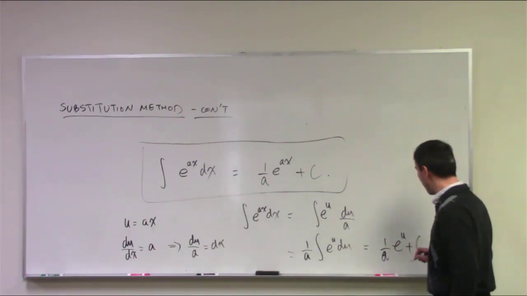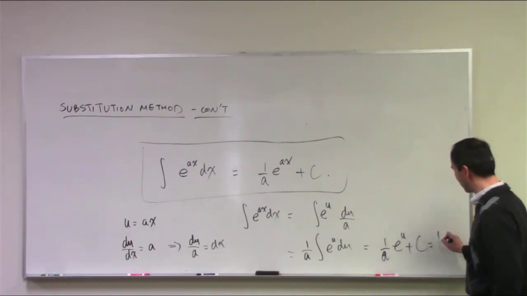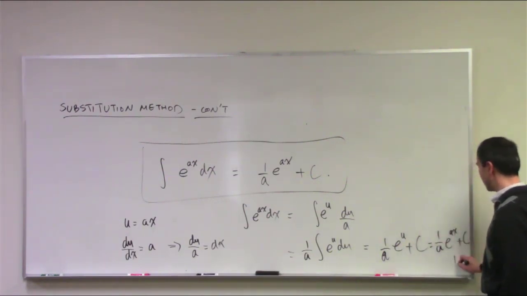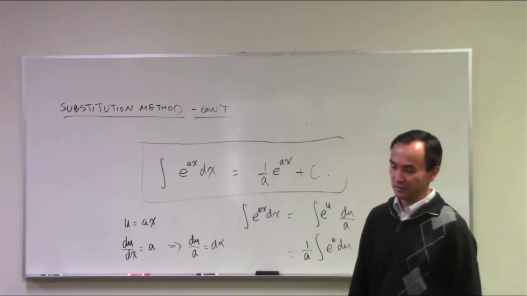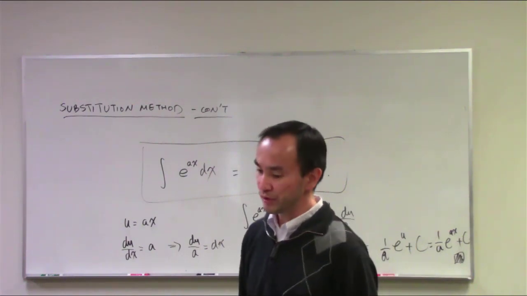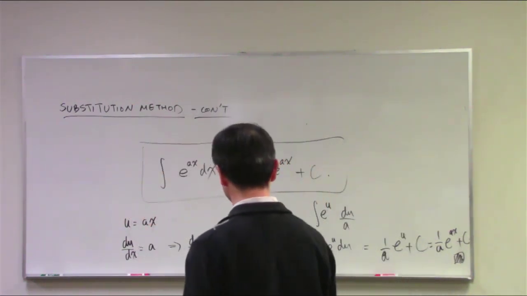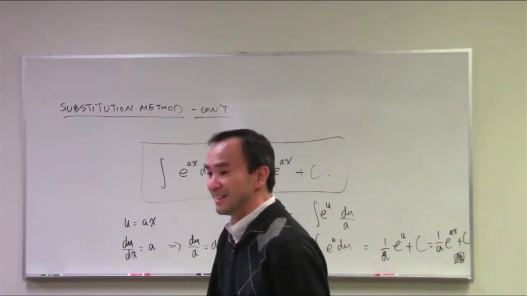And so your final answer, and of course we don't want the u here, so one more step here: 1 over a times e to the ax plus c. That's how we have now formally proven our quick little result. Back then we tried to remember it as a formula, but now there was a reason why it did that. There was a reason that led to that.